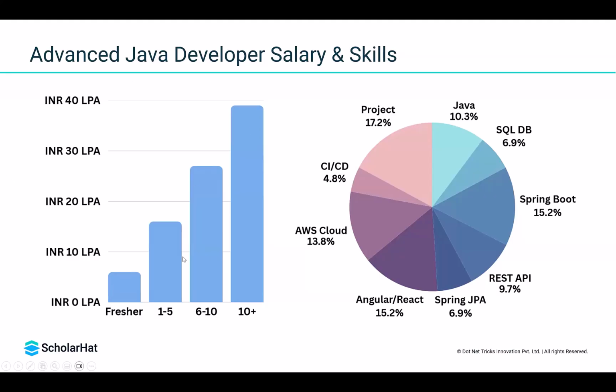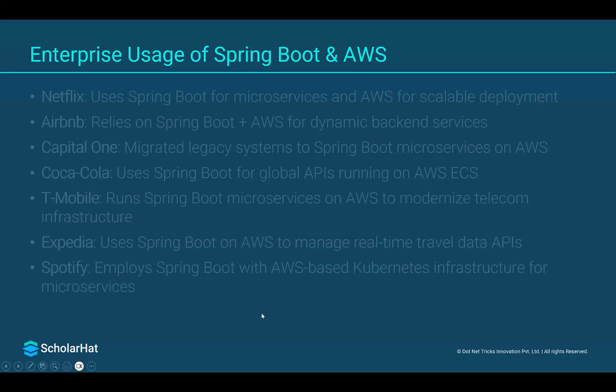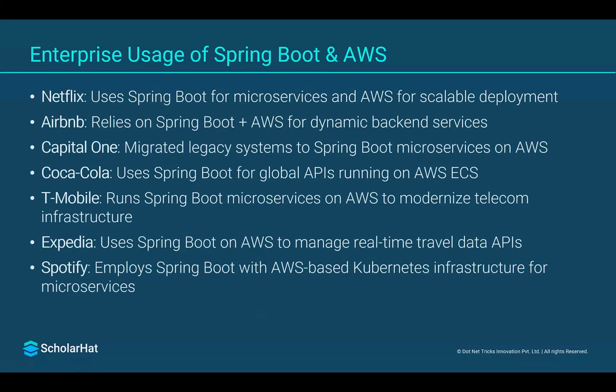If you're looking for examples where companies are already using Spring Boot and AWS, I'm just sharing some of them. If you look at the most popular OTT platform, we have Netflix. Behind the scenes, Netflix is using Spring Boot based microservices. They're using AWS for scalable deployment.